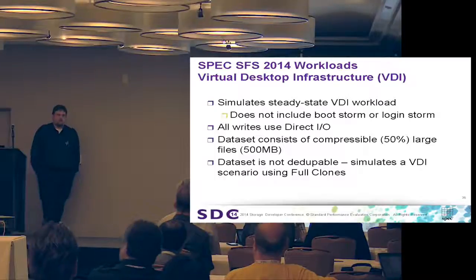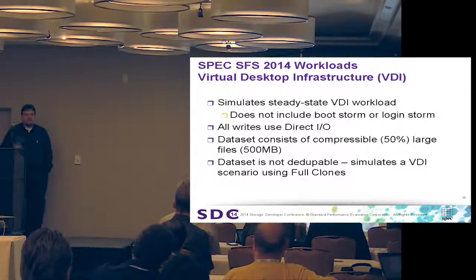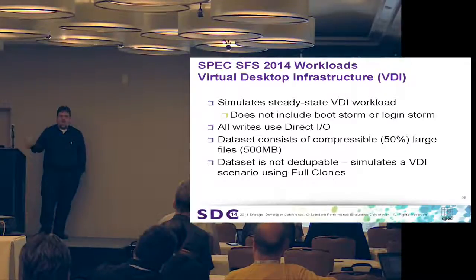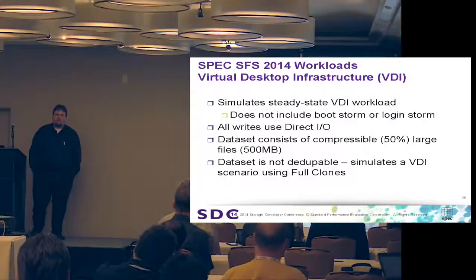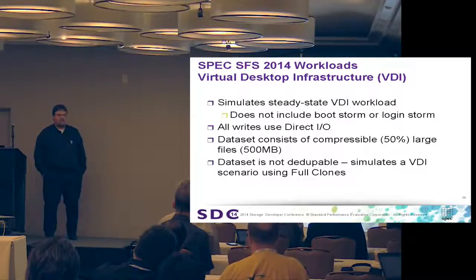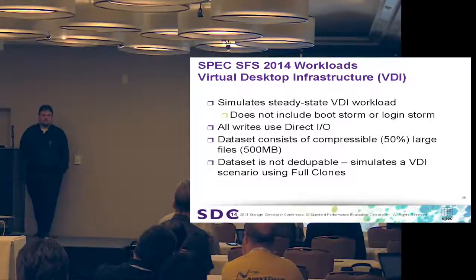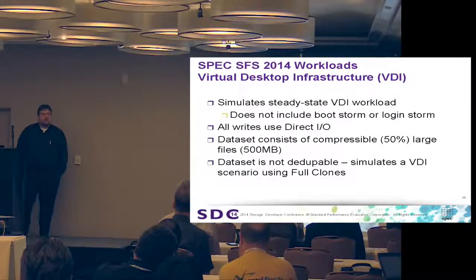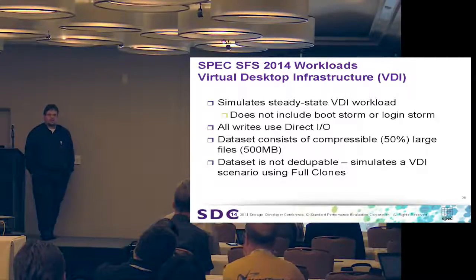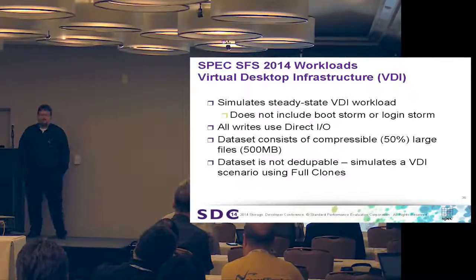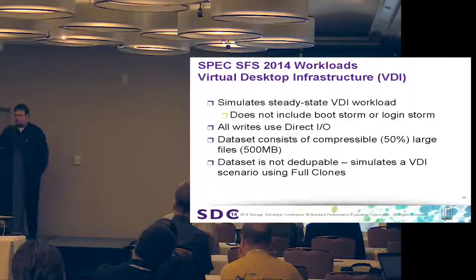All the writes are direct I/O, which is what you'd expect from a hypervisor. The data set is about 50% compressible, which seemed an accurate average for real data sets. And the files are fairly large. I feel sort of odd saying 500 meg files are large, but it's about 11 gigs, I believe, per desktop, which is fairly accurate today, at least. And the data set is not dedupable because none of these data sets are dedupable. So it simulates a full clone environment, not a linked clone environment.